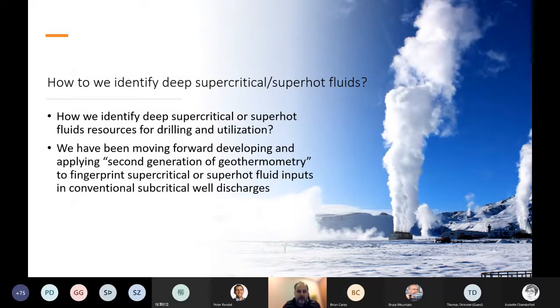And we have been trying to move forward with this in the last few years, and we call it development and application of something called second generation of geothermometry. And it's basically if we can somehow identify supercritical or super hot fluid input into conventional subcritical geothermal fluids. If we can look through the geothermal system that we are used to utilize and see what's below in a way, and if this is some kind of a supercritical or super hot fluid.